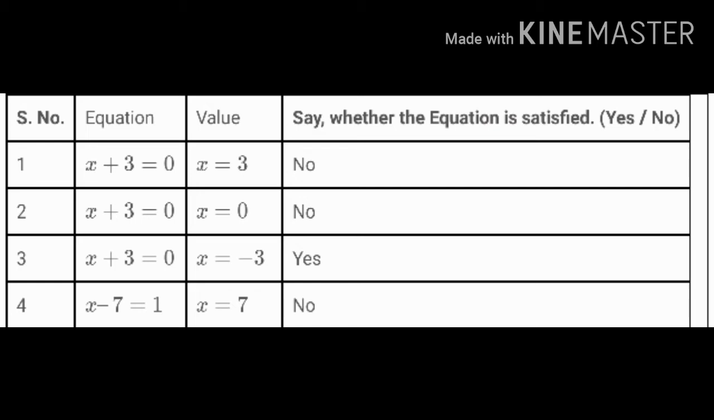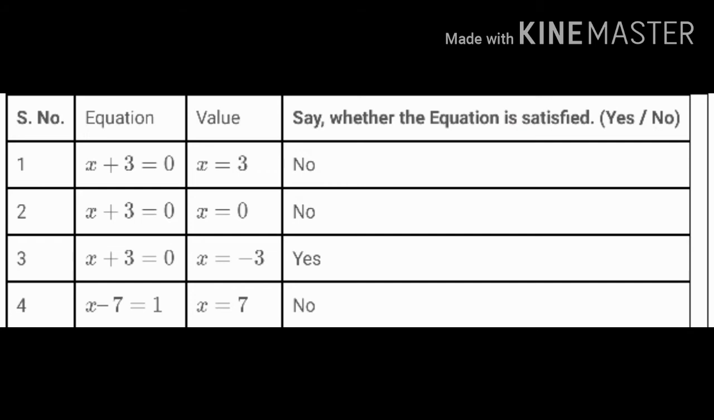Now let's see the first question. We have to say whether the value of x satisfies the equation or not. Here 11 parts are given. We are discussing 4 parts. x plus 3 is equal to 0. We have to replace x with 3. 3 plus 3 is 0? Never. So it does not satisfy.